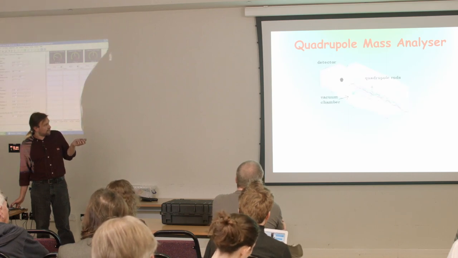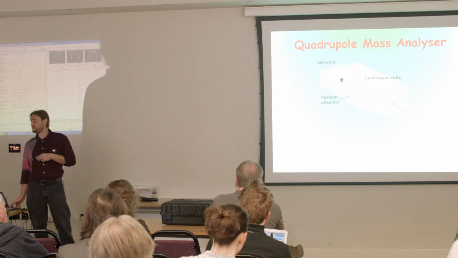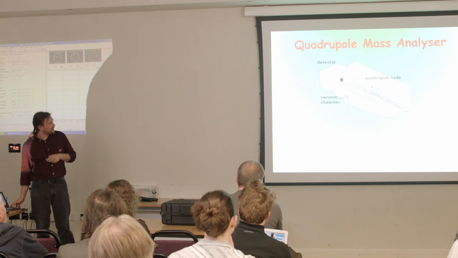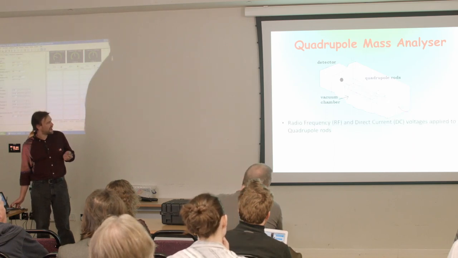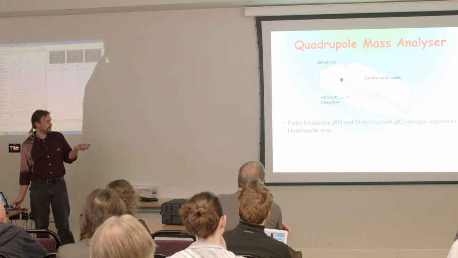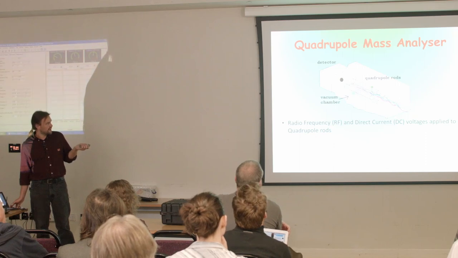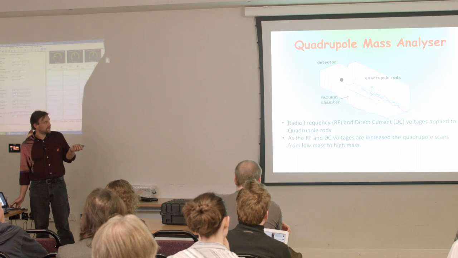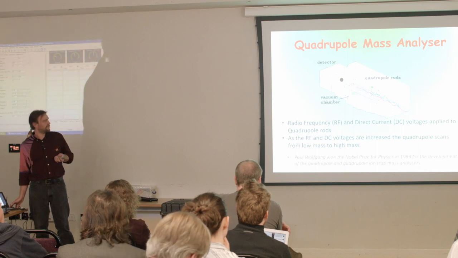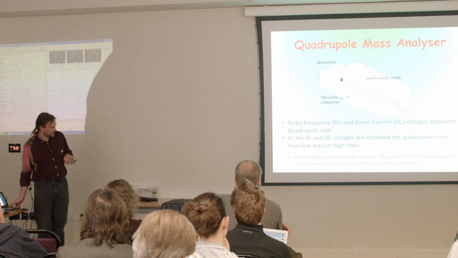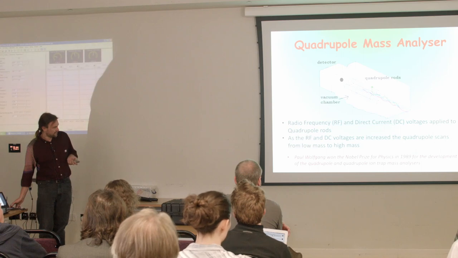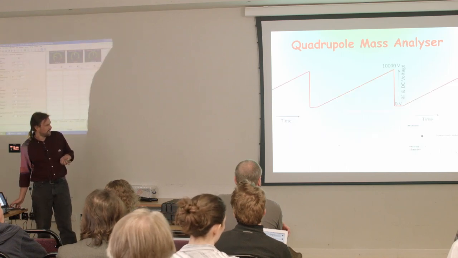This is a quadrupole mass analyzer. This is how this instrument separates out the ions. We have radio frequency and direct currents applied to four molybdenum rods. The ions travel through the rods, and when a low voltage is applied, we have a stable trajectory for the low mass ions, and when a high voltage is applied, we have a stable trajectory for the high mass ions. Again, there was another Nobel Prize for this, by Paul.